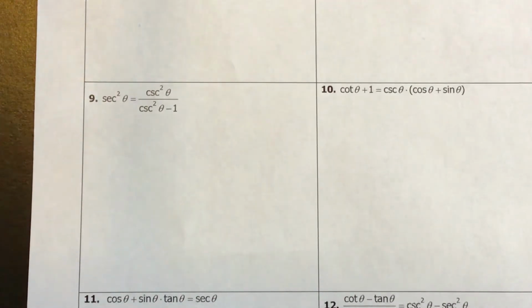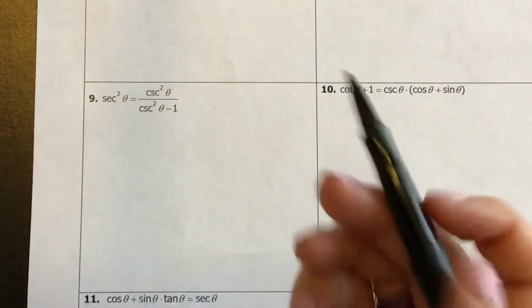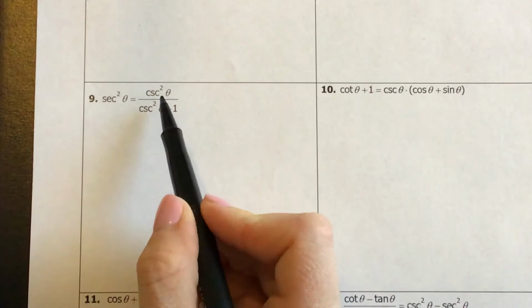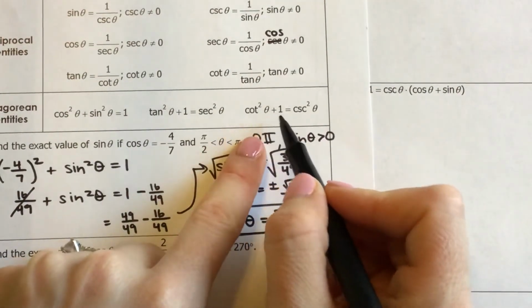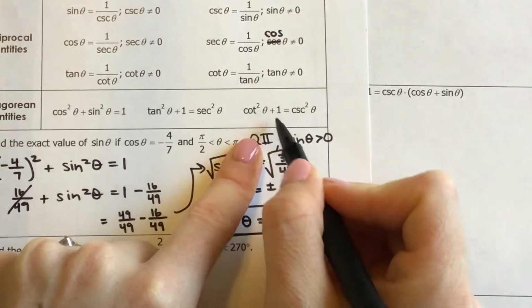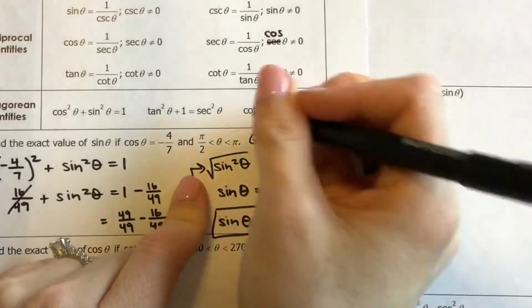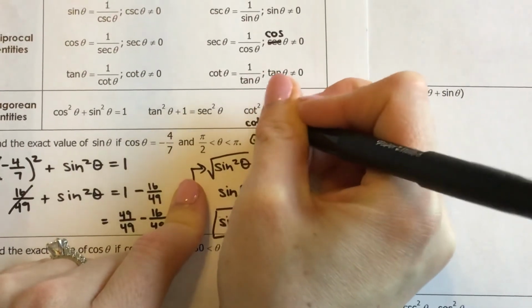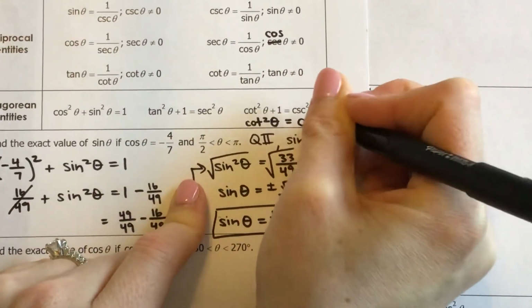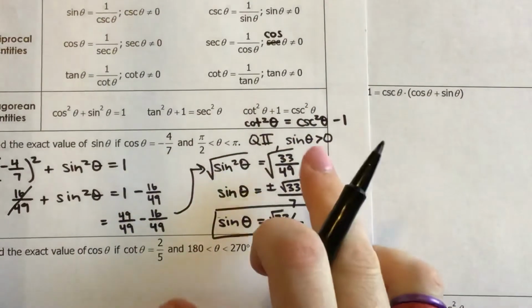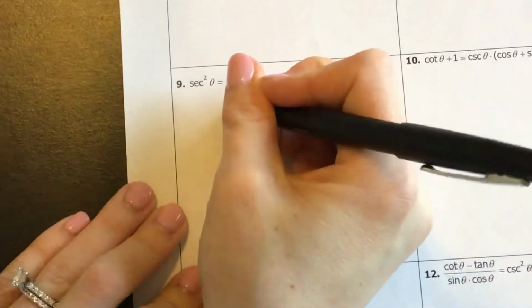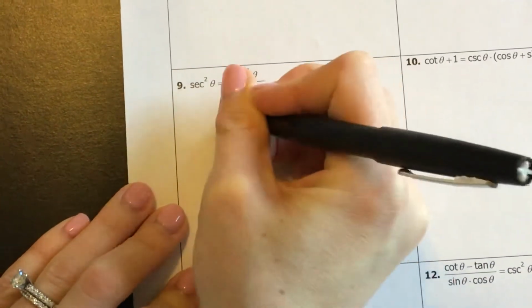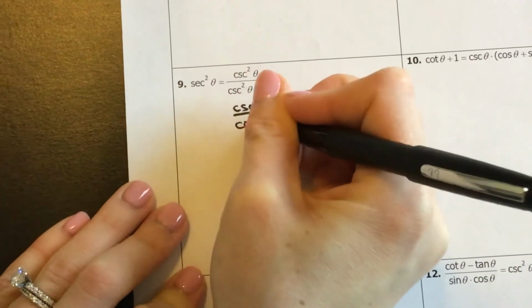So right-hand side, we're going to come back to some of our Pythagorean identities here. So if you look at cosecant squared, if I take this one, just rearrange it a little bit. If I subtract 1 over here, then I could say that cotangent squared is equal to cosecant squared minus 1. And that is exactly what I have here. Okay, so I'm going to take that right-hand side. I'm replacing the denominator with cotangent squared.